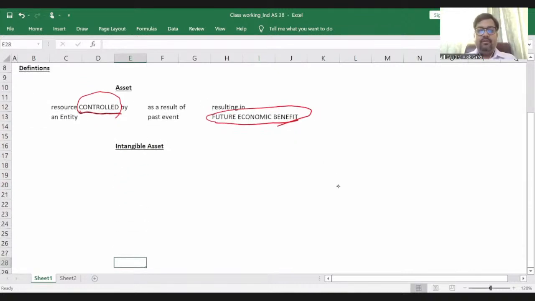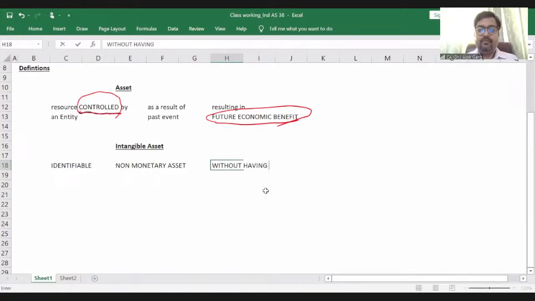Intangible asset. So what is meant by intangible asset? Intangible asset is an identifiable non-monetary asset without having physical substance.